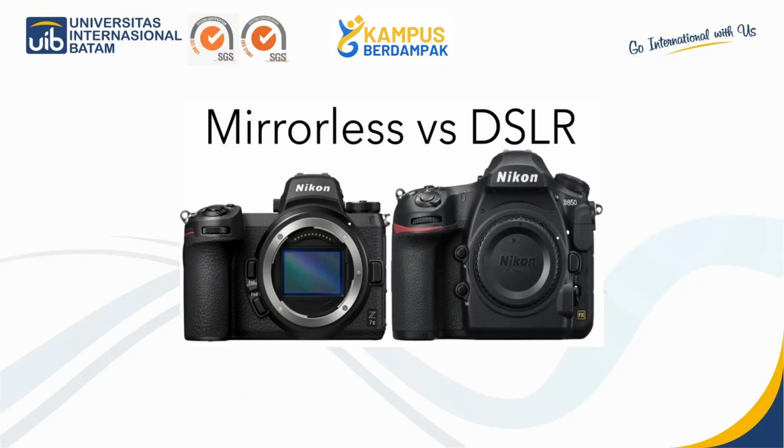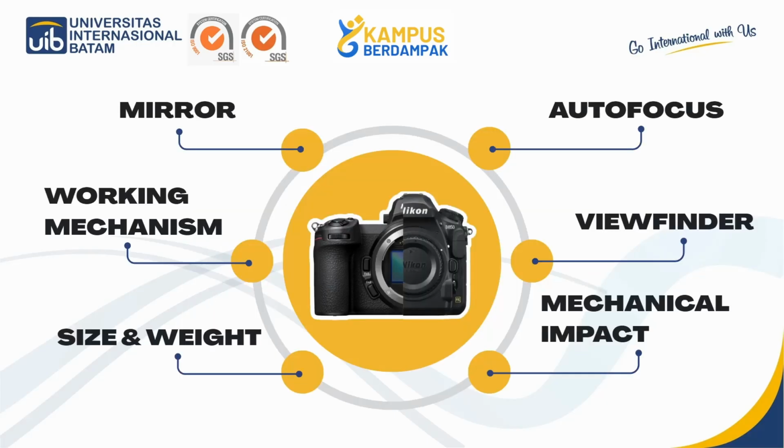Now, I did mention DSLR, but what is a DSLR? Well, DSLR and mirrorless are two of the most common cameras you can find on the market nowadays. The differences are as follows. First is the mirror. A DSLR is equipped with a mirror and a pentaprism or a pentamirror, while a mirrorless, as the name suggests, has no mirror mechanism involved in the camera.